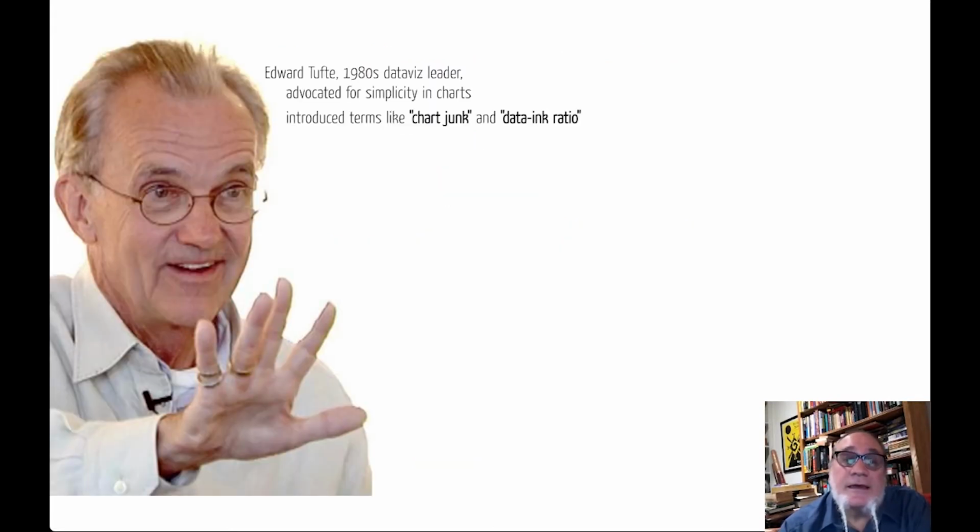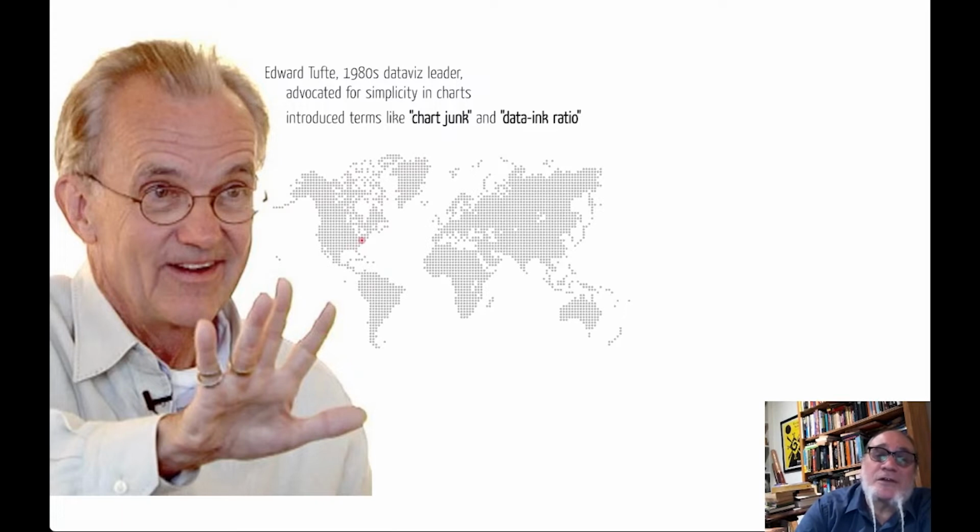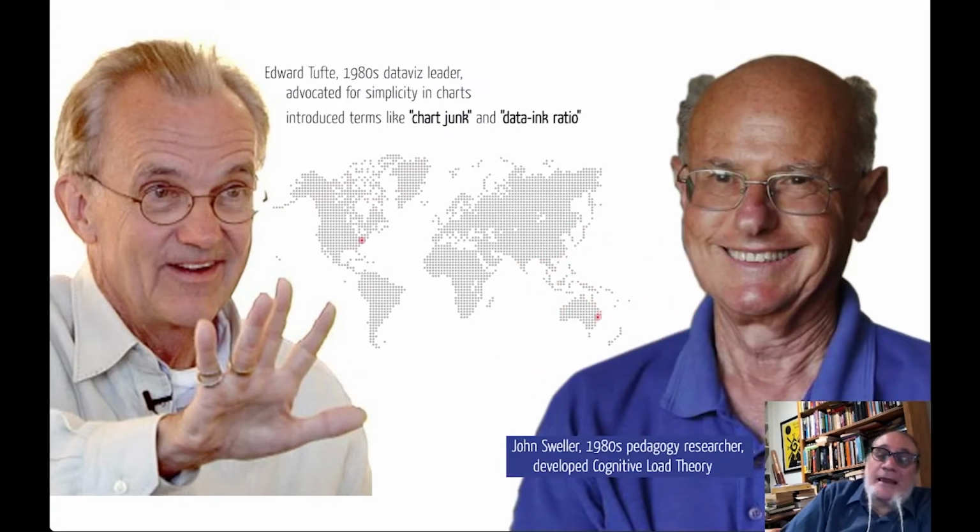So, in the 1980s, Edward Tufte, who I'm sure most of you are familiar with, was advocating for simplicity in charts, and he introduced terms like chart junk and the data to ink ratio. Meanwhile, halfway across the globe in Australia, an education researcher named John Sweller, at the same time in the 1980s, developed something called cognitive load theory, and he introduced this as a pedagogical or teaching methodology.